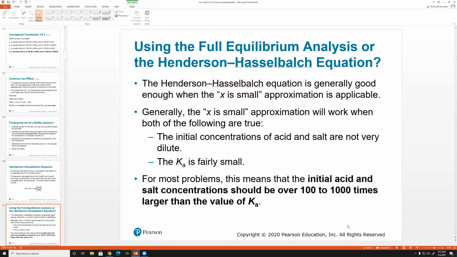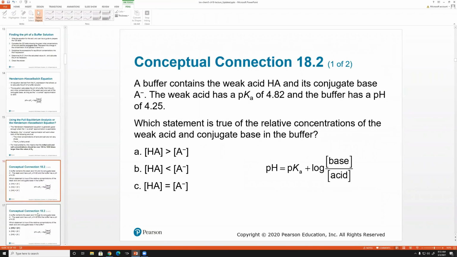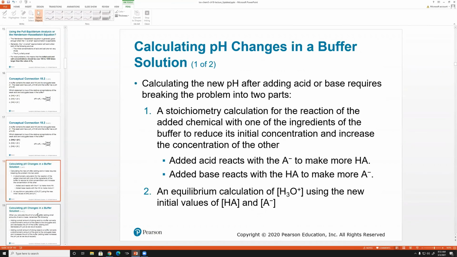Skip to the bold. Initial acid and salt concentration should be over 100 to 1,000 times larger than Ka. So if you have a Ka that's 10 to the negative fifth, 6, 7, 8, you can basically use it, right? But if you have very low concentrations as well, you have to check it out. So if you have over 100 to 1,000 times, so that's a 10 squared difference or 10 to the third difference or more between the acid and salt concentrations and the Ka. Just keep that in mind. Here's an example. We'll go over that in class.